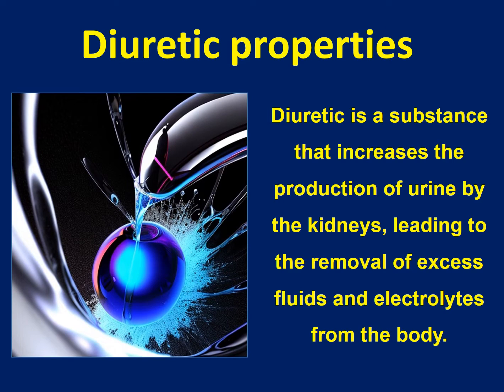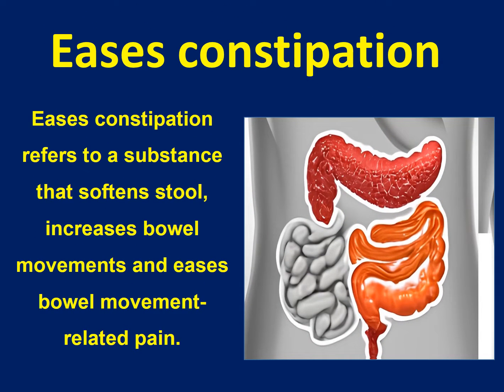Diuretic properties. Diuretic is a substance that increases the production of urine by the kidneys, leading to the removal of excess fluids and electrolytes from the body. Eases constipation. Eases constipation refers to a substance that softens stool, increases bowel movements, and eases bowel movement-related pain.